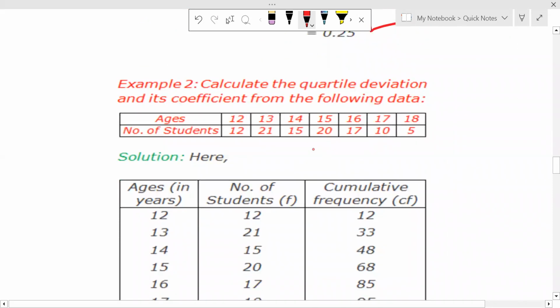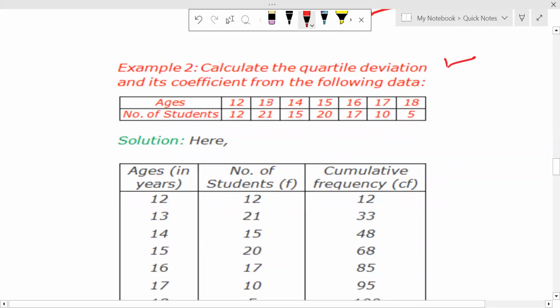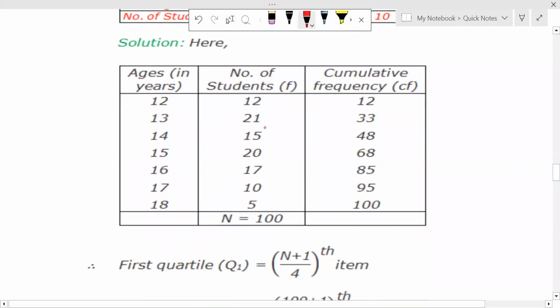Another example: calculate the quartile deviation and its coefficient from the following data. The age of the students and the number of students, that is the frequency, are presented here. The ages are 12 years, 13 years, 14 years, 15 years, 16 years, 17 years and 18 years. For age 12 years, the number of students is 12; 13 years, 21 students; 14 years, 15 students; and 15 years, 20, then 16 and 17.